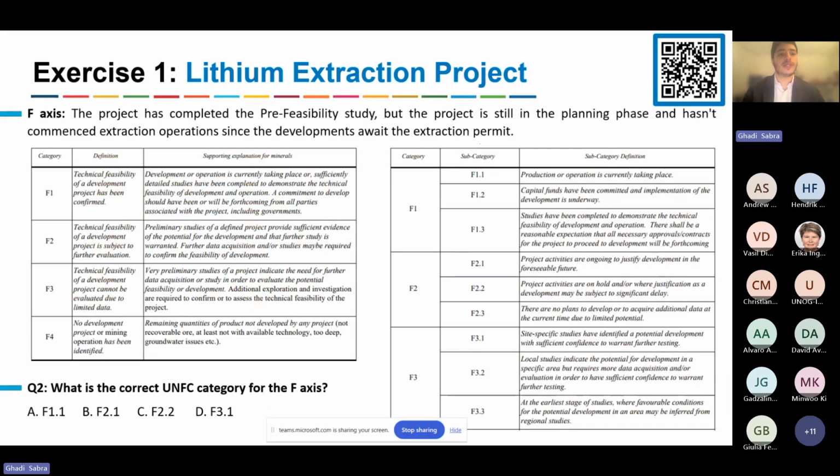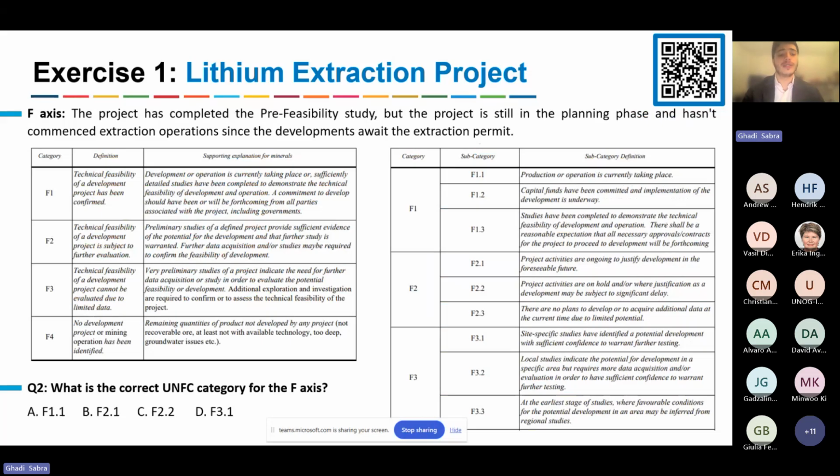Now let's move on to the F-axis. So the project has completed the feasibility study, but the project is still in the planning phase and hasn't commenced extraction operations since the developments await the extraction permit. So the project activities are not ongoing for the moment as they're awaiting the extraction permit to proceed forward. So what is the correct UNFC category for the F-axis?